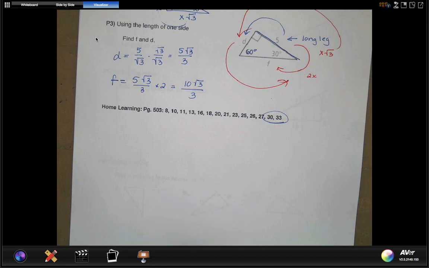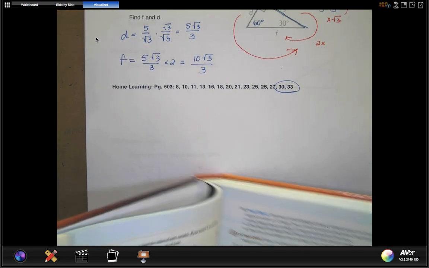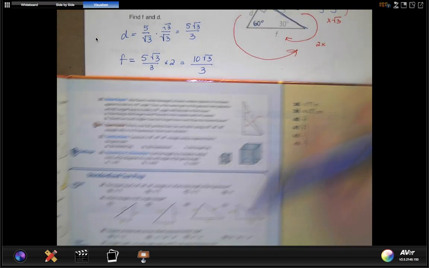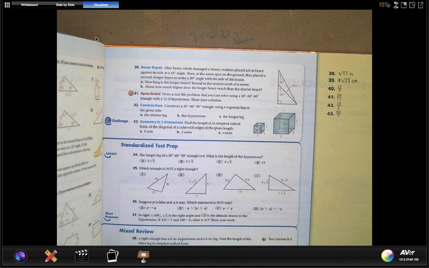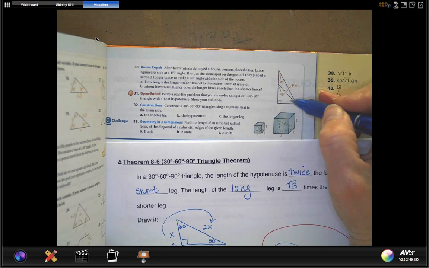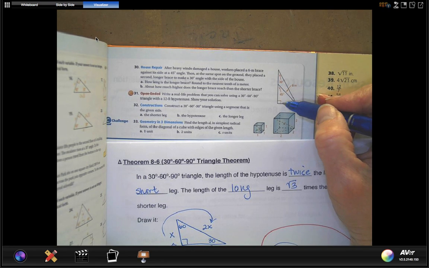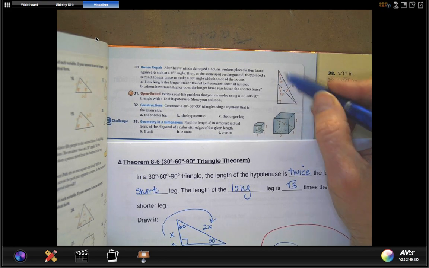All right, so 30, okay. So 30 has this interesting picture here. It says we've got some heavy winds that have damaged a house, so the workers place a 6-meter brace against its side at a 45-degree angle. Then at the same spot on the ground, they place a second, longer brace to make a 30-degree angle with the side of the house.